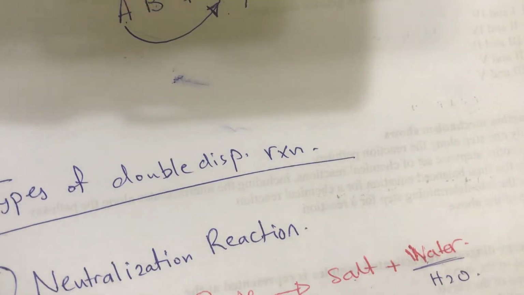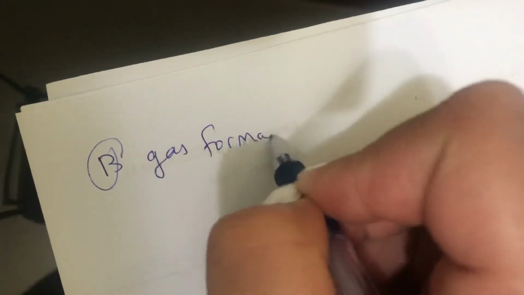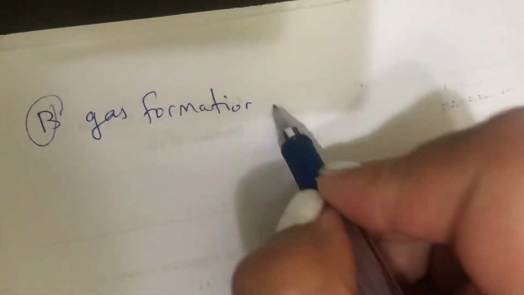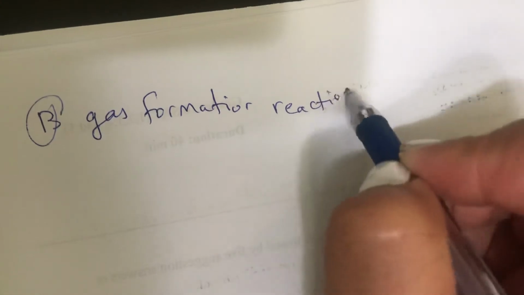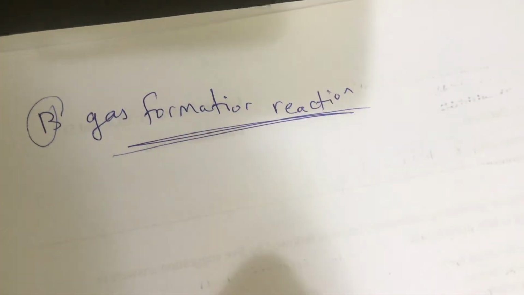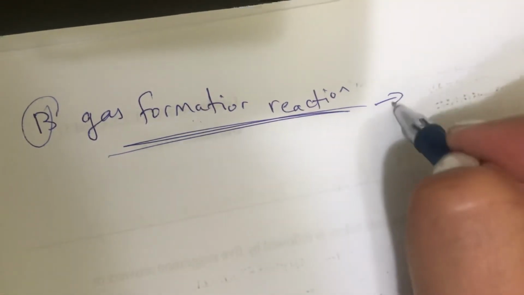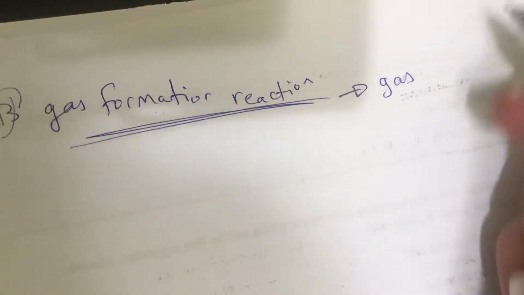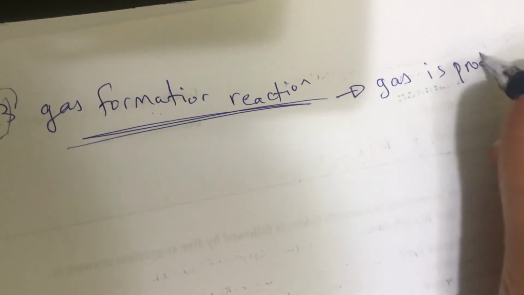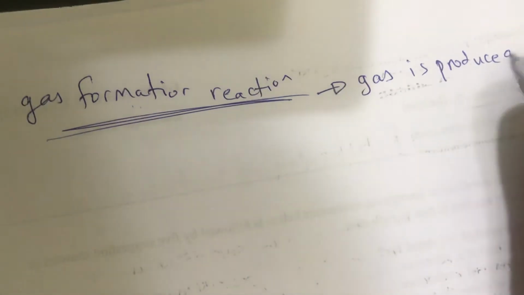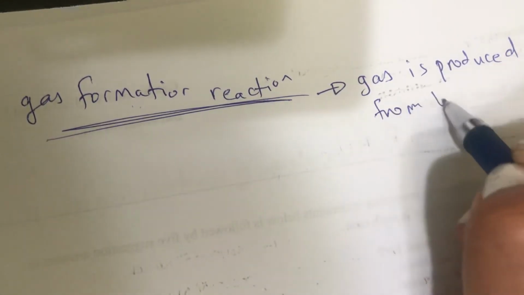Now, the second type of double displacement reaction is gas formation reaction. From its name, a gas is produced from the reaction.